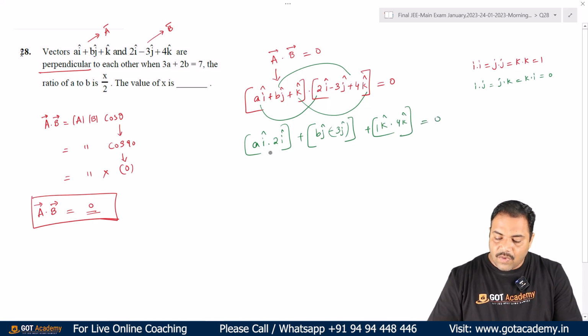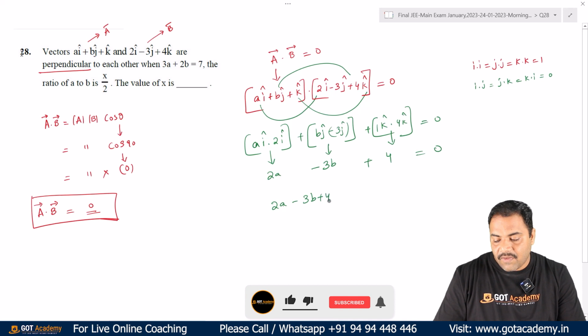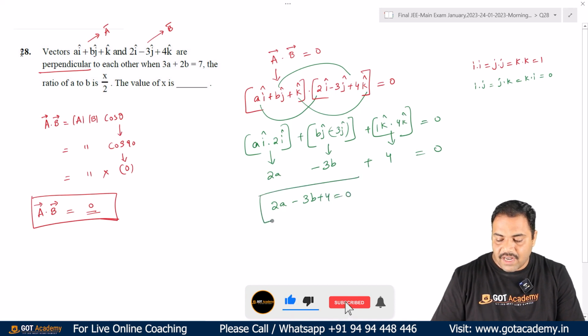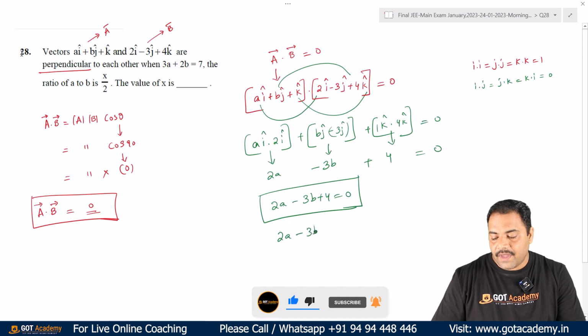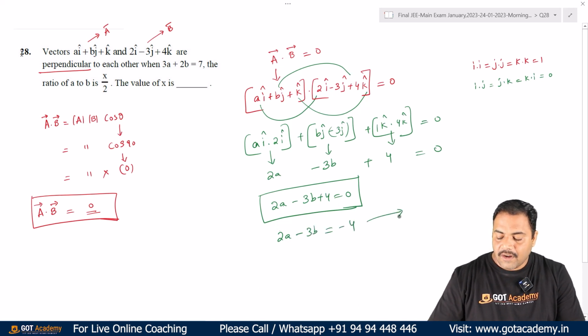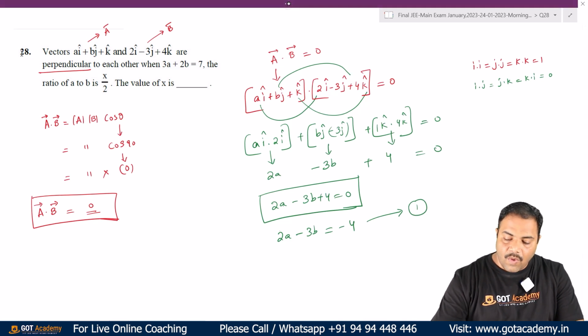So i into i is 1, so you could write it as 2a. j into j is 1, so it is 3b, and since minus is there, minus 3b. k into k is 1, so 1 into 4 is 4, which is equal to 0. So 2a minus 3b plus 4 equals 0. This is the equation that we get here. It could be written as 2a minus 3b equals minus 4. Let this be equation 1.